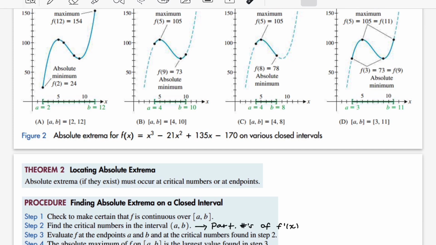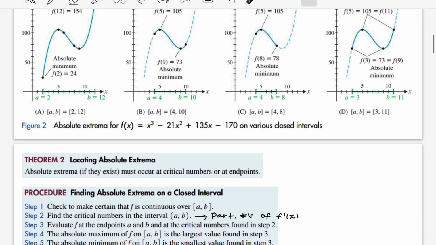So this is a step-by-step process. First, what we want to do is check to make sure that f is continuous over this interval. Then we want to find the critical numbers in this interval, and remember the critical numbers of a function are going to be the partition numbers of the derivative of that function. Then we're going to evaluate our function at the endpoints and at the critical numbers that we found. And the absolute maximum is going to be the largest value found in the previous step, and the absolute minimum will be the smallest value found in the previous step.